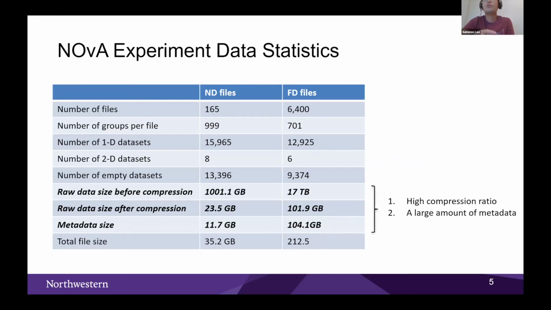1D data sets are mostly empty actually, but we keep the metadata for these empty data sets because domain scientists may need them later. The raw data size before compression and after compression shows a large difference, which means the data is highly compressible. Noticeably, the metadata takes up a large amount of space: 11 gigs for ND files and 100 gigs for FD files. Metadata takes up so much space.